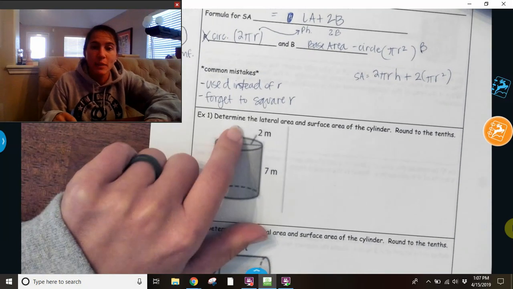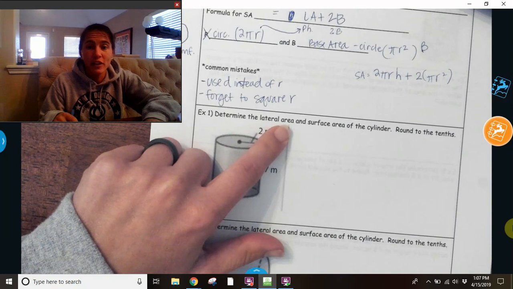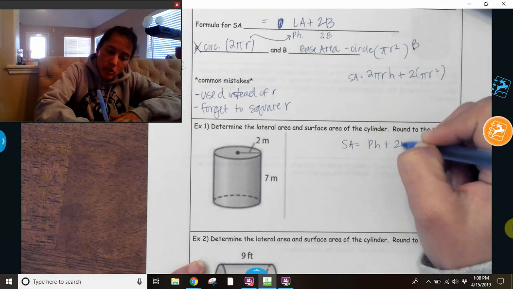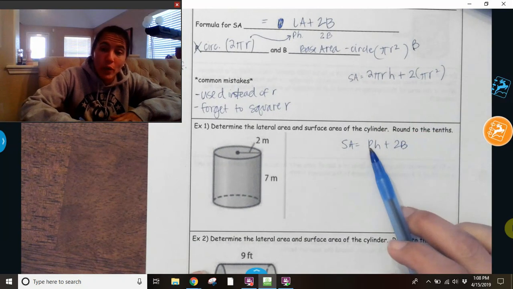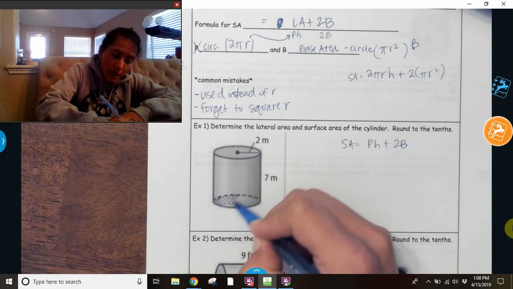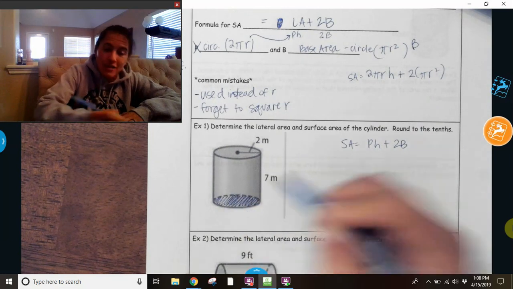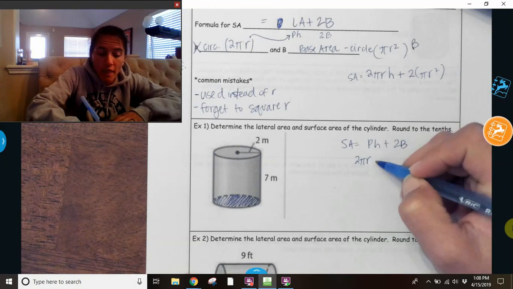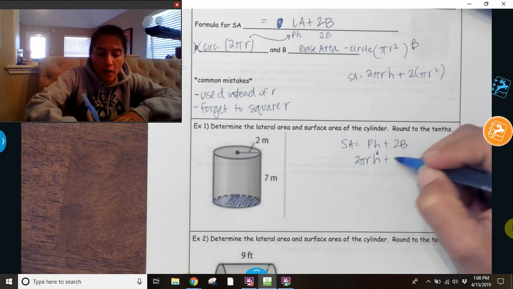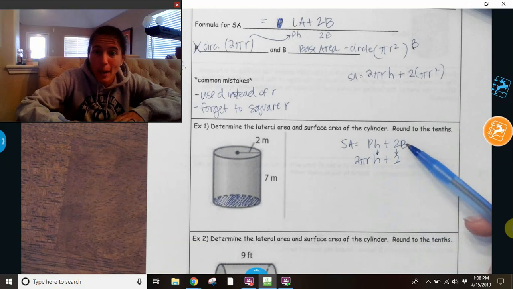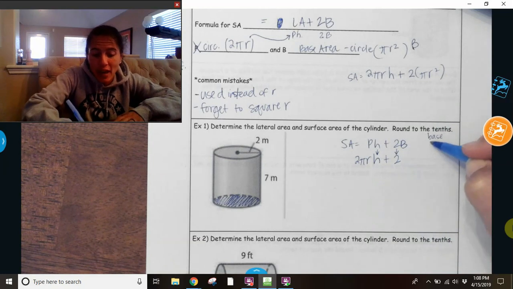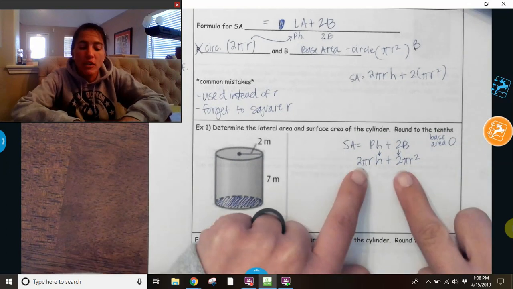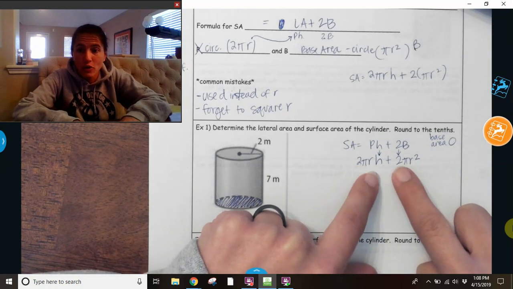Example 1, determine the lateral area and surface area of the cylinder, round to the nearest tenths. So we're going to start with PH plus 2B. Now again, the perimeter of our base. So I'm just going to shade in the base so you can see. To find the perimeter of the base, we can't add all the sides. We have to do the circumference, which is 2 pi r. And then we bring down our h. Plus 2. So you notice I'm just bringing that down. Capital B means base area of a circle, and that would be pi r squared. Notice both the front and the back start with 2 pi r and 2 pi r.